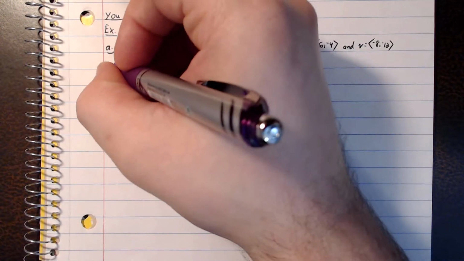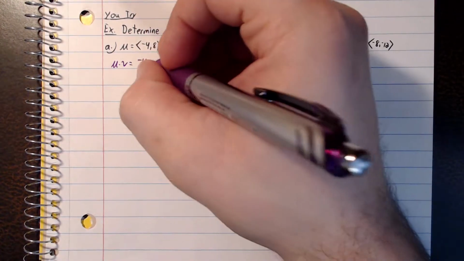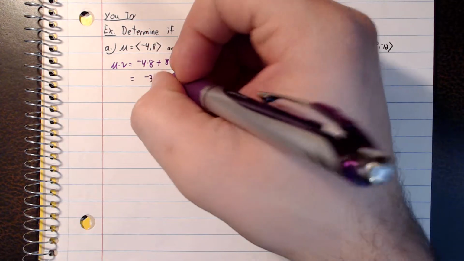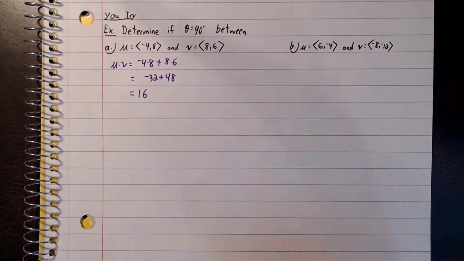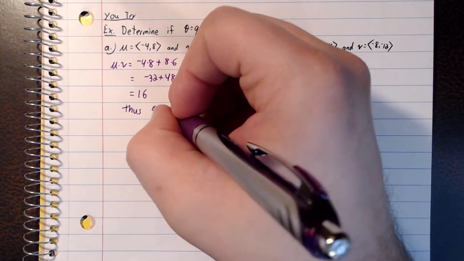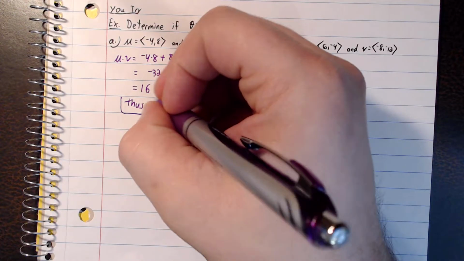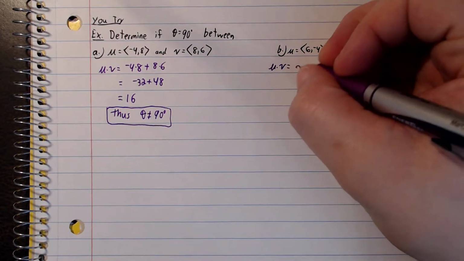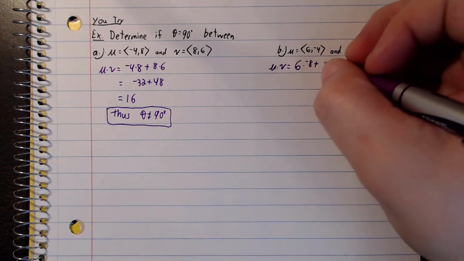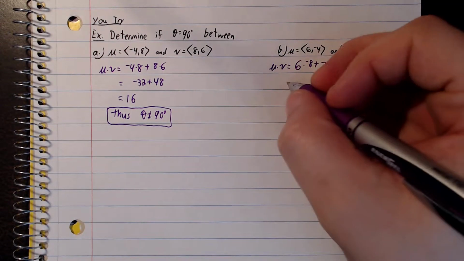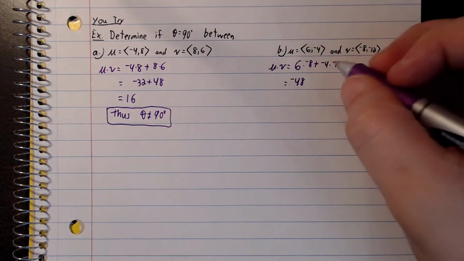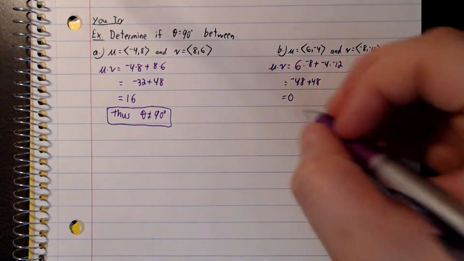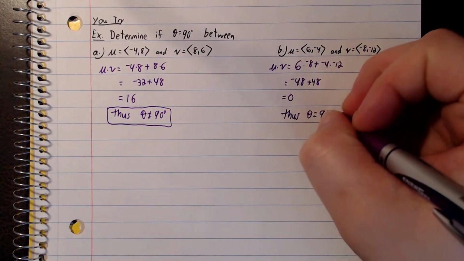So we got to do u dot v, which is going to be negative 4 times 8 plus 8 times 6. Let's see, that's negative 32, and that's positive 48, which adds to 16, which is not 0. So that means theta does not equal 90 degrees. That was problem A. Problem B, we're doing the same thing. U dot v. This time we have 6 times negative 8 and negative 4 times negative 12. Let's see, 6 and negative 8 is negative 48. Negative 4 and negative 12 is positive 48. Things are looking good here, right? Those two give us 0 when we add. Thus, theta equals 90.